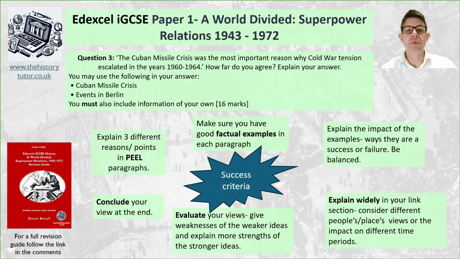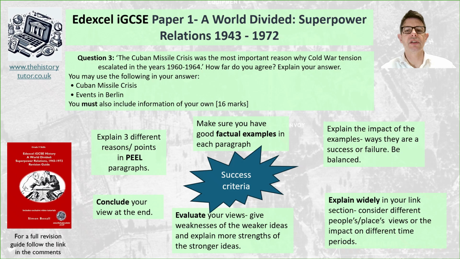Okay, so I've said we need to have 3 different ideas being argued in here. It's telling us maybe to use Cuban Missile Crisis and events in Berlin and saying another one of our own. So we can possibly, if we've got time in the exam, try and have 3 ideas. We definitely have to have one of our own. In a PEEL paragraph, you're going to make a point of argument.